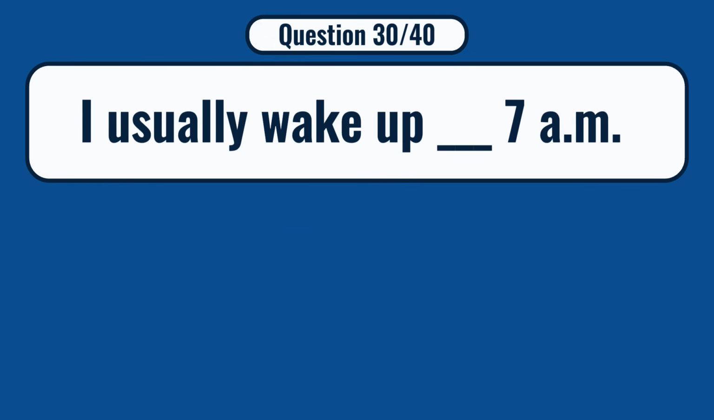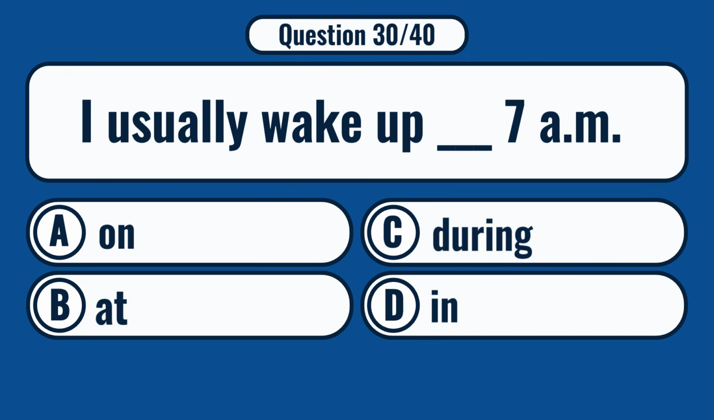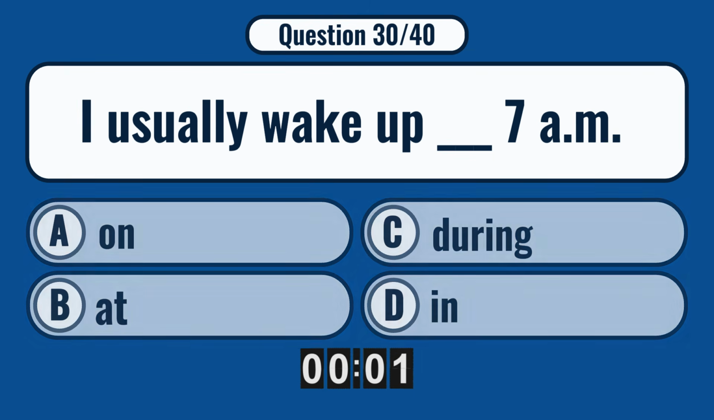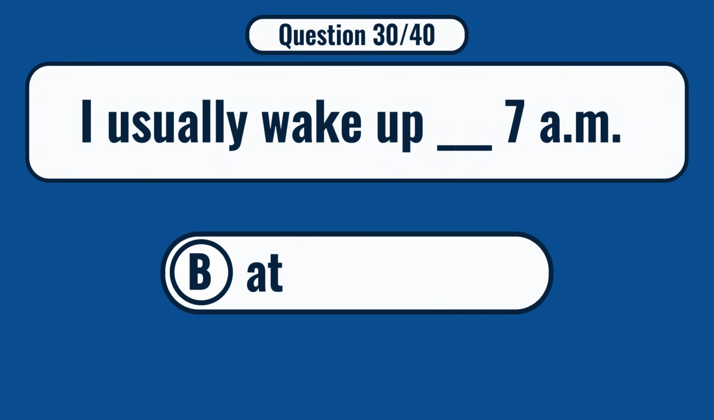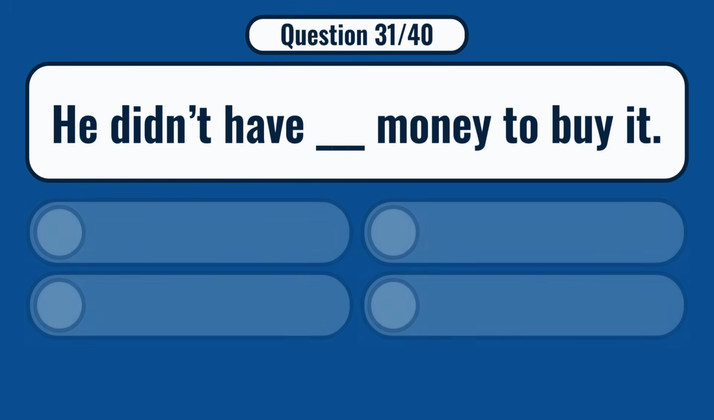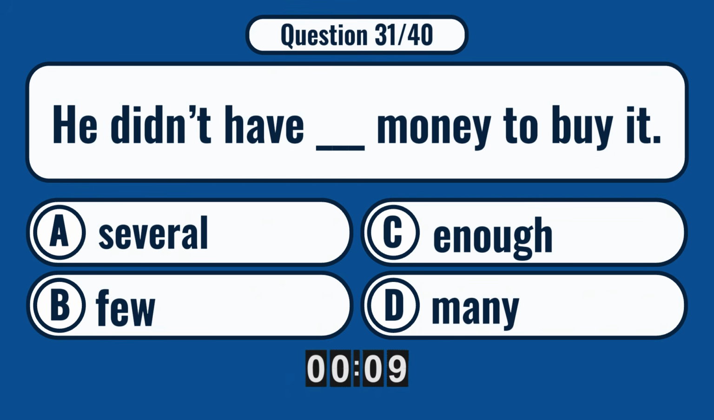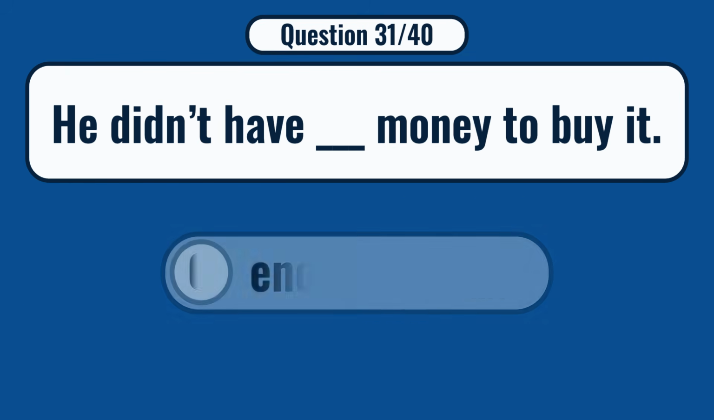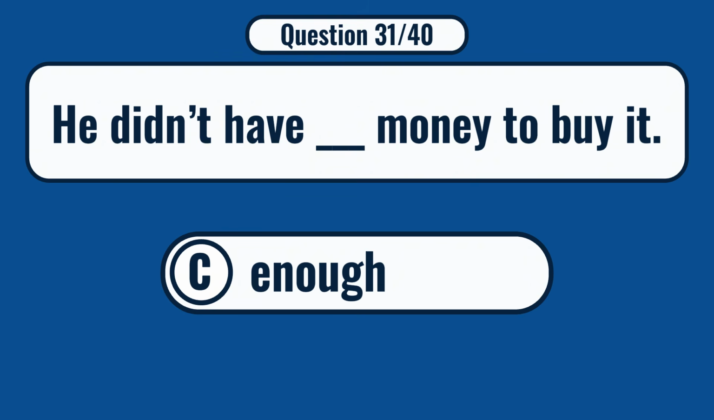Fill in the missing word. Answer B, I usually wake up at M. Which word is missing? Answer C, he didn't have enough money to buy it.